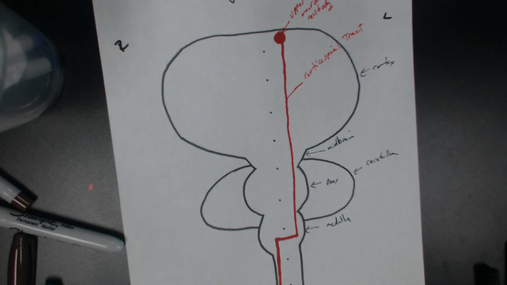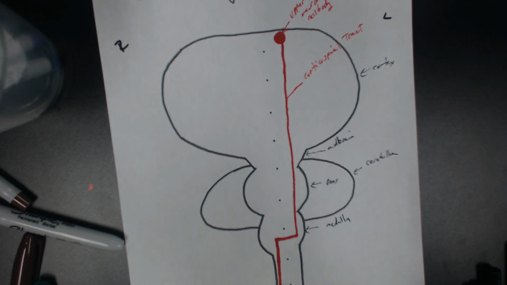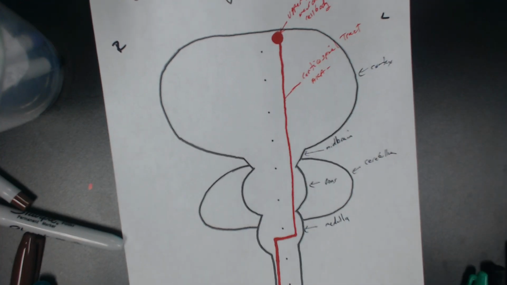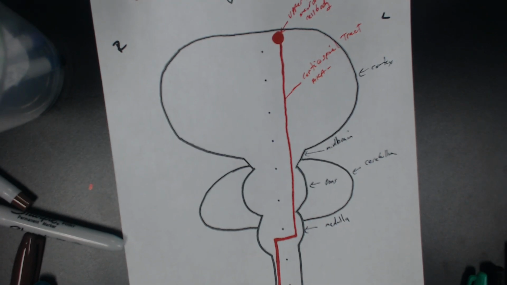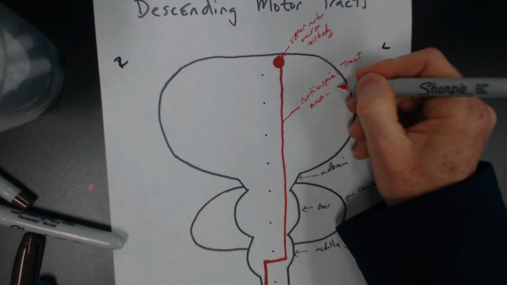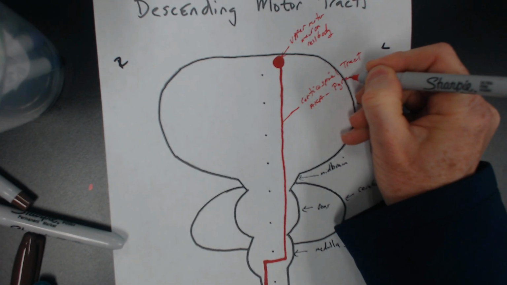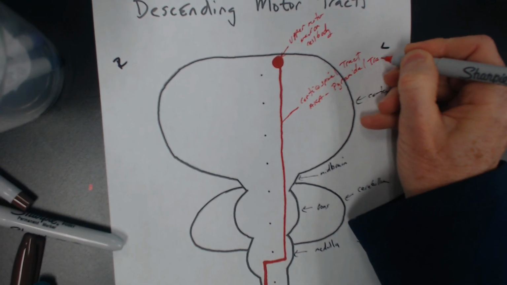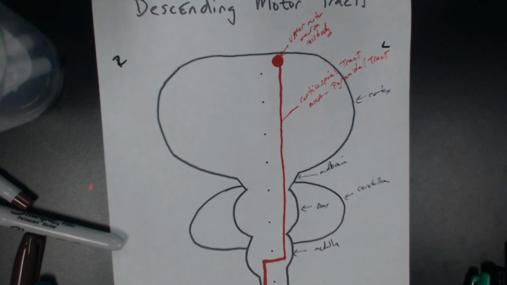That's going to be the tract involved in voluntary movement of skeletal muscles. You may also hear it called something else, and we'll learn why that is. The other name for the corticospinal tract that you may hear is the pyramidal tract. And we'll learn why some people call it that today. Okay, questions about corticospinal tract?